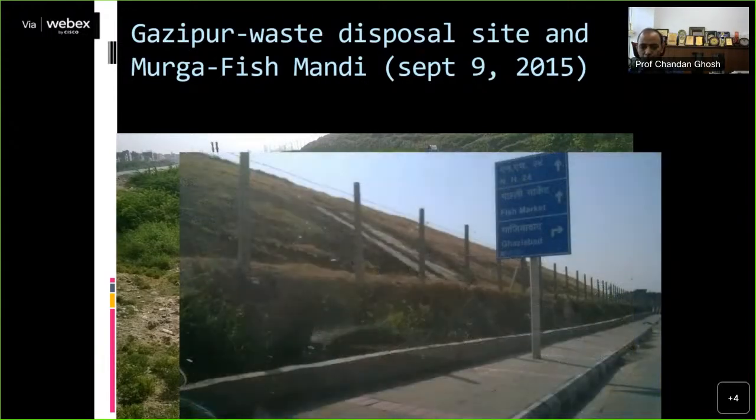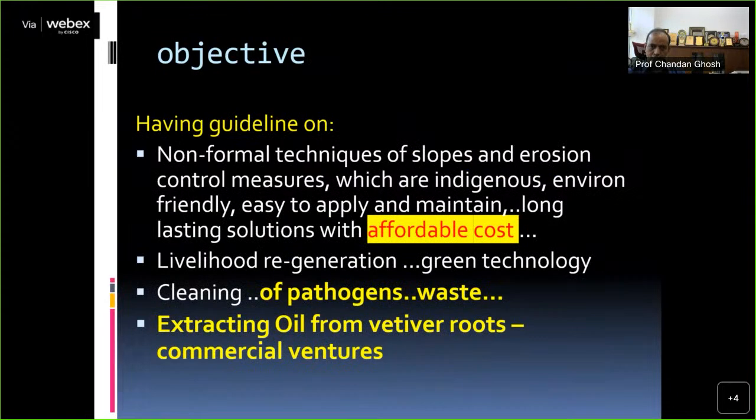So rather than making a clay liner system in a waste dump facility, which is very difficult, costly and time-taking, we can do some post-construction survey and observation and see how we can manage the effect. So the point is, non-formal techniques of slope and erosion control measures which are indigenous, environment friendly, easy to apply and maintain, a long-lasting solution at affordable cost, are our means and method of reaching the community through a university, through our education system, with livelihood regeneration and green technology.